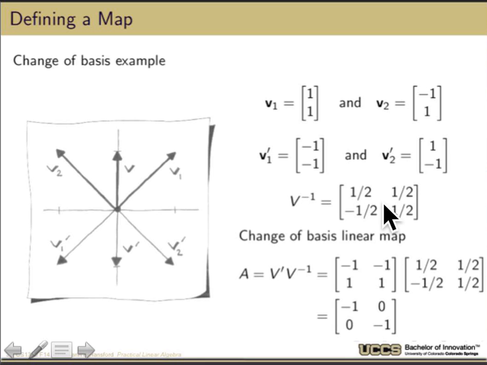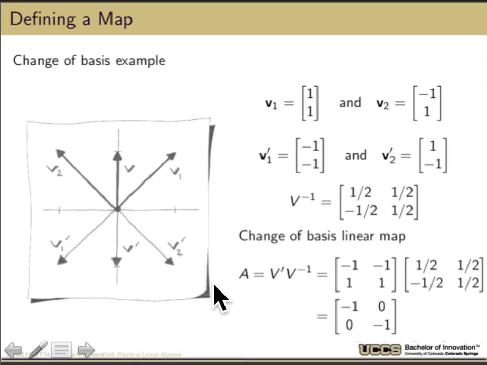Again, we're not going to go through deriving all that, but I put those two together, and I'm going to get that V prime times V inverse is minus 1, minus 1, which is the 180 degree rotation matrix. So once you know how to find an inverse with these matrices, it's pretty easy to solve this kind of equation by putting these all together.